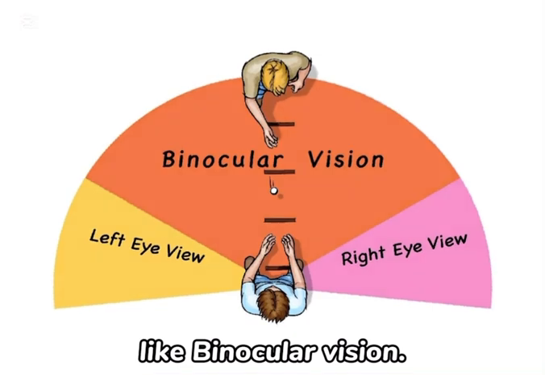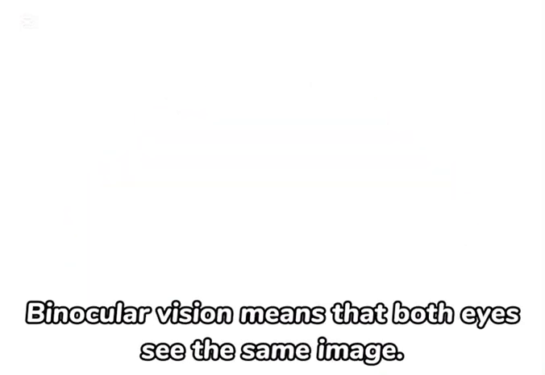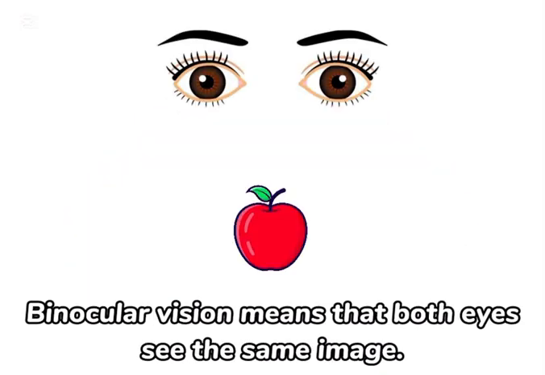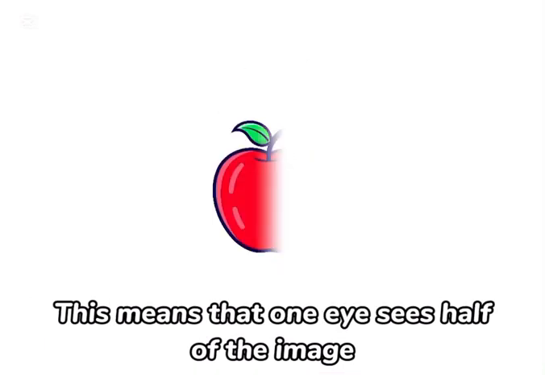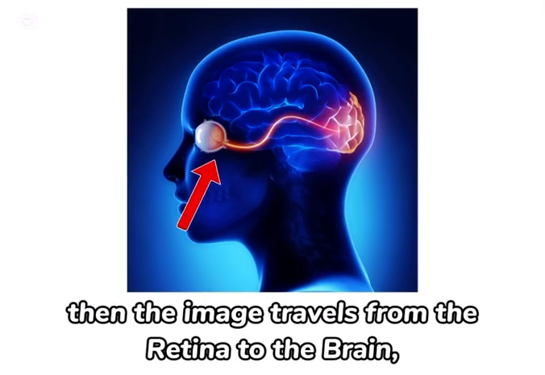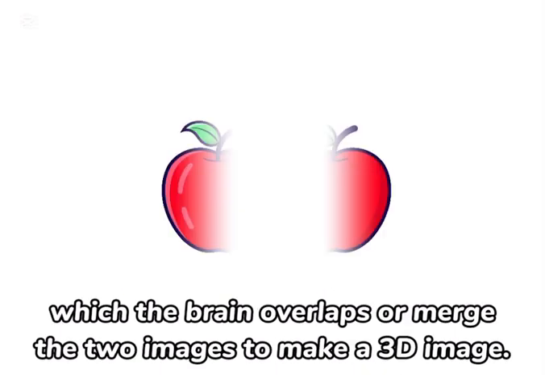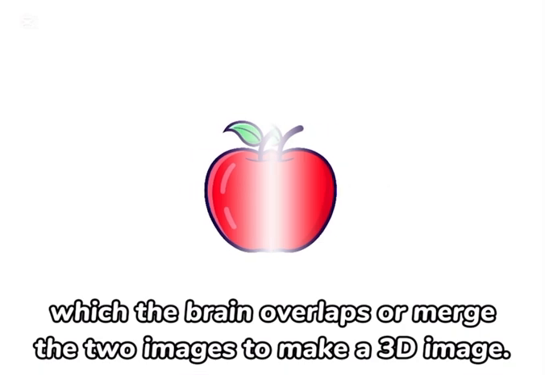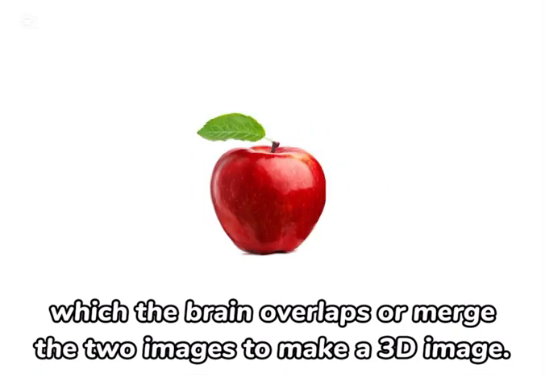We also have a type of vision called binocular vision. Binocular vision means that both eyes see the same image. This means that one eye sees half of the image, while the second eye sees the other half of the image. Then, the image travels from the retina to the brain, which overlaps or merges the two images to make a 3D image.